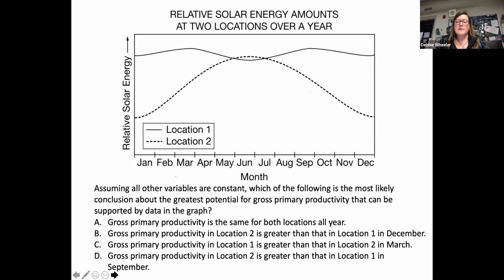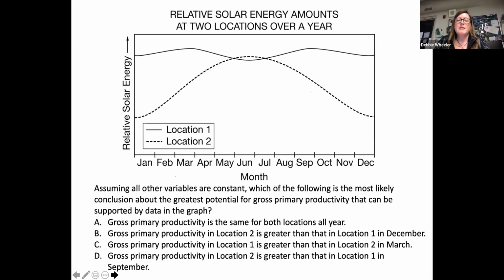Gross primary productivity is the same for both locations all year. That's choice A. Choice B, gross primary productivity in location 2 is greater than in location 1 in December. Gross primary productivity in location 1 is greater than in location 2 in March. So that's choice C. And then choice D, gross primary productivity in location 2 is greater than in location 1 in September. So it's asking us to look at specific months and then just interpret which of those statements is true.